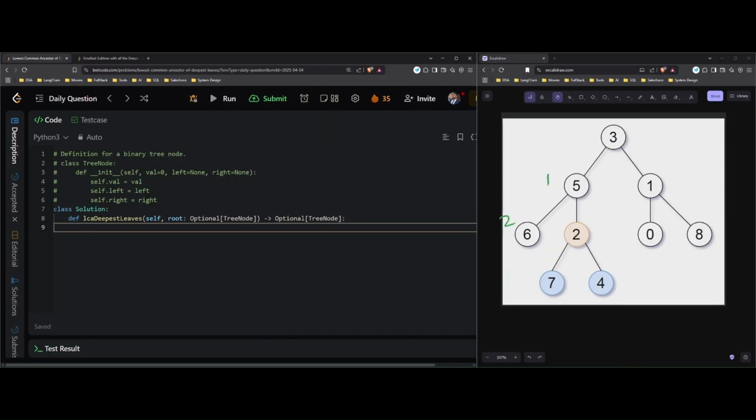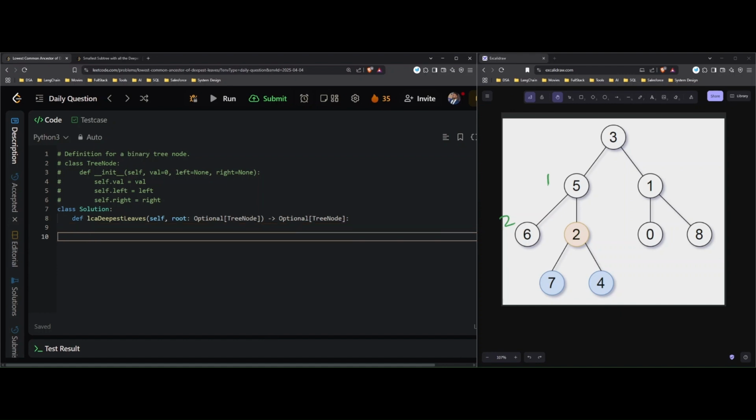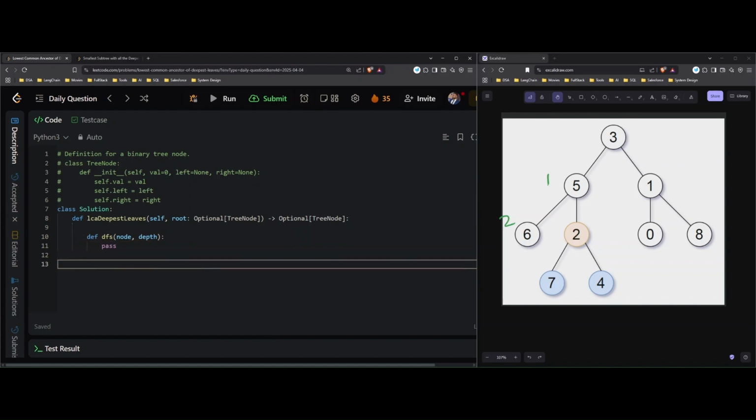So first we will start with our DFS. What this DFS does is take two things. The first thing would be our node, the same thing that we discussed, and also our depth, right? I'll currently pass it. After that, we will simply take the value of this DFS. We will pass the root in the DFS, because this is the starting of it, and the depth is 0, right? And we will store it in some variable.